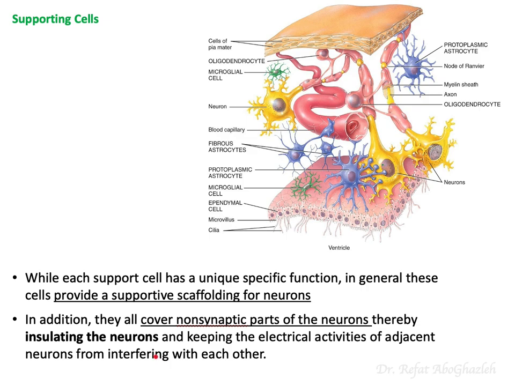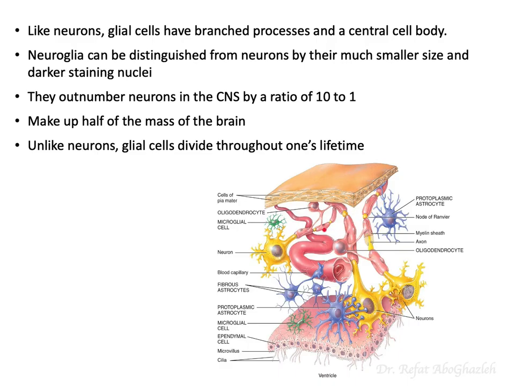Okay, let me also give you a brief idea about the neuroglia cells in general. They are supporting cells and they have unique specific functions, but in general they provide a kind of supportive scaffolding for neurons in the nervous system. In addition, they create a kind of insulation for the neurons, especially in the area where there is no electrical activity. When you insulate the neurons, that means you keep the electrical activities there and protect them from adjacent neurons, so they don't interfere with each other, right? It's a kind of insulation.